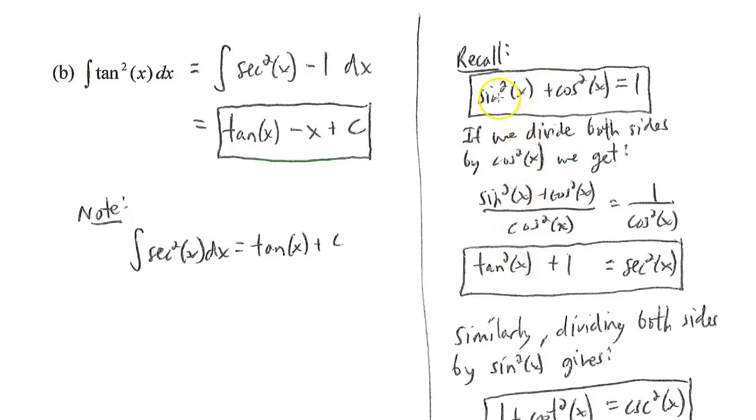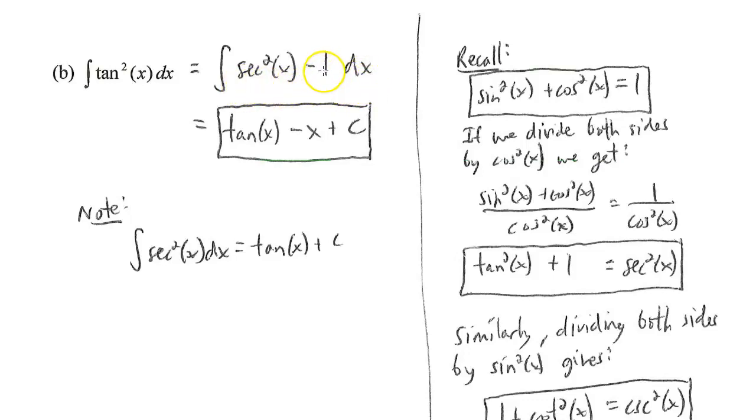So I always just remember it based on starting with this original formula, dividing both sides by cosine squared. So notice tangent squared plus 1 is secant squared. Or another way of saying this is that tangent squared is secant squared minus 1. So notice that's what we're using here. Tangent squared is secant squared minus 1. Okay, now what's the integral of secant squared minus 1?